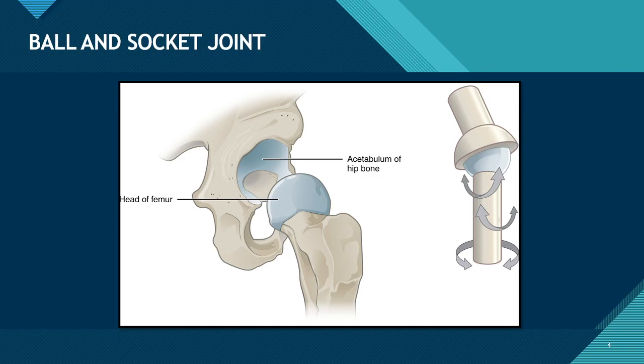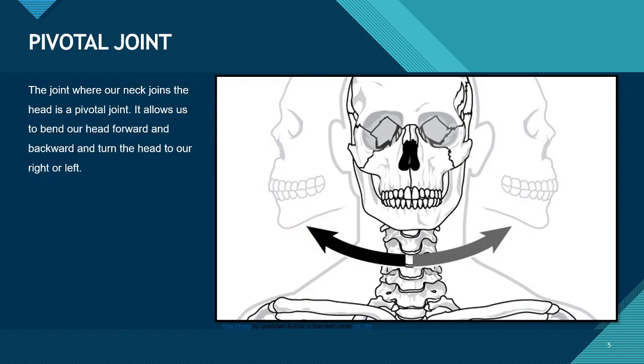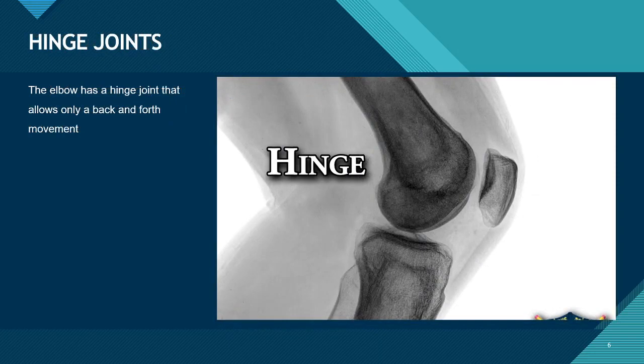There are many types of joints. The first one is ball and socket joint. In the PPT, you can see the picture of a ball and socket joint. The next is pivotal joint. Now what is a pivotal joint? The joint where our neck joins the head is a pivotal joint. It allows us to bend our head forward and backward and turn the head to our right or left only up to 180 degrees, not 360. Okay, remember this.